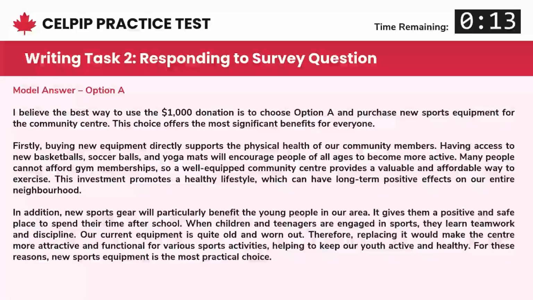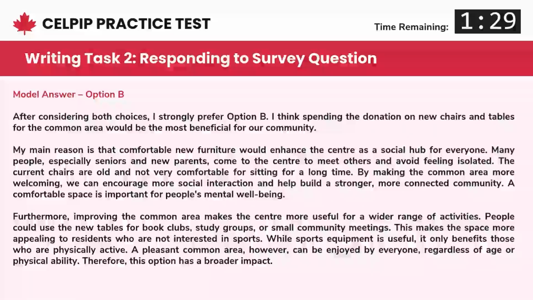Here's a practical tip for your own writing. For each reason you give, try to add one specific example or detail. This answer does this by mentioning how new equipment helps people who cannot afford gym memberships. This makes your argument much more convincing.